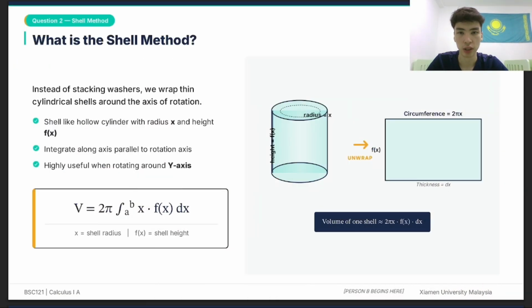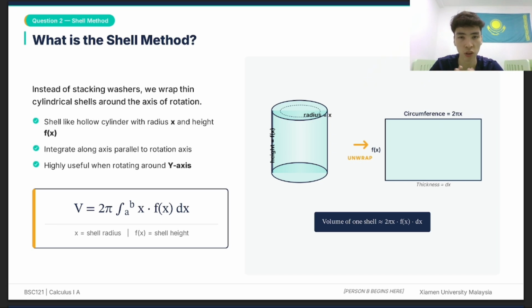Thank you, Rayit. We are now moving on to the second major concept, the shell method. What is the shell method? It offers a different perspective. Instead of stacking flat washers perpendicular to the axis, we can think of wrapping the solid in thin, hollow cylindrical shells. As the slide shows, each shell has a radius of x and a height of f(x).